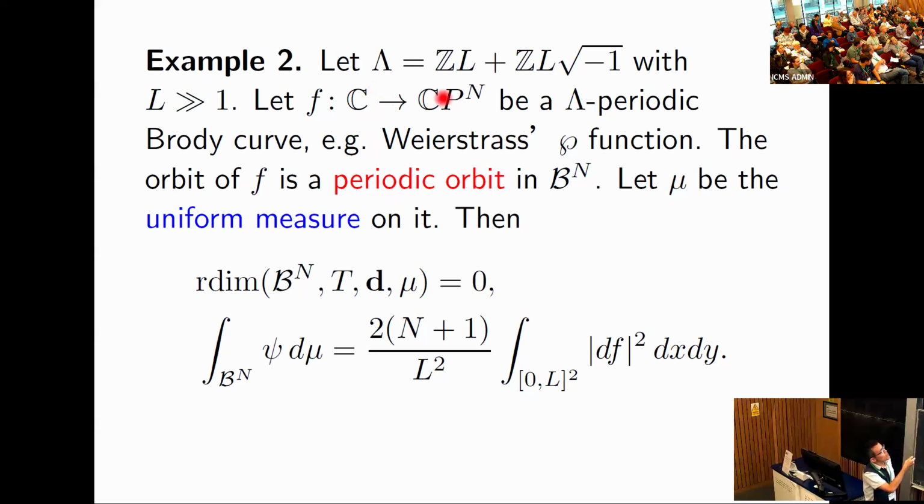Let lambda be a lattice with this parameter L, and let F be a lambda-periodic Brody curve, for example, some Weierstrass pair function, something like that. Then the orbit of F is a periodic orbit in this space of Brody curves. So let mu be the uniform measure on this periodic orbit. Then it is easy to see that rate distortion dimension is equal to 0, while this integral is equal to this quantity, and this is usually positive. So in other words, rate distortion dimension and this integral are not necessarily equal to each other.